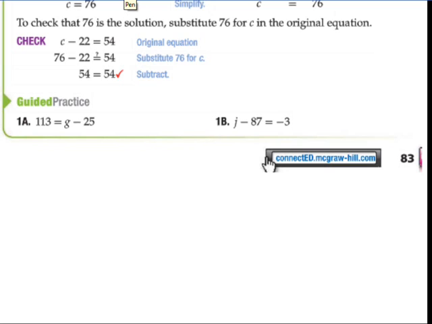So if I have 113 equals g minus 25, I'm going to add 25 to both sides, all right, and I get 138 equals g. Same thing here. I have j minus 87.